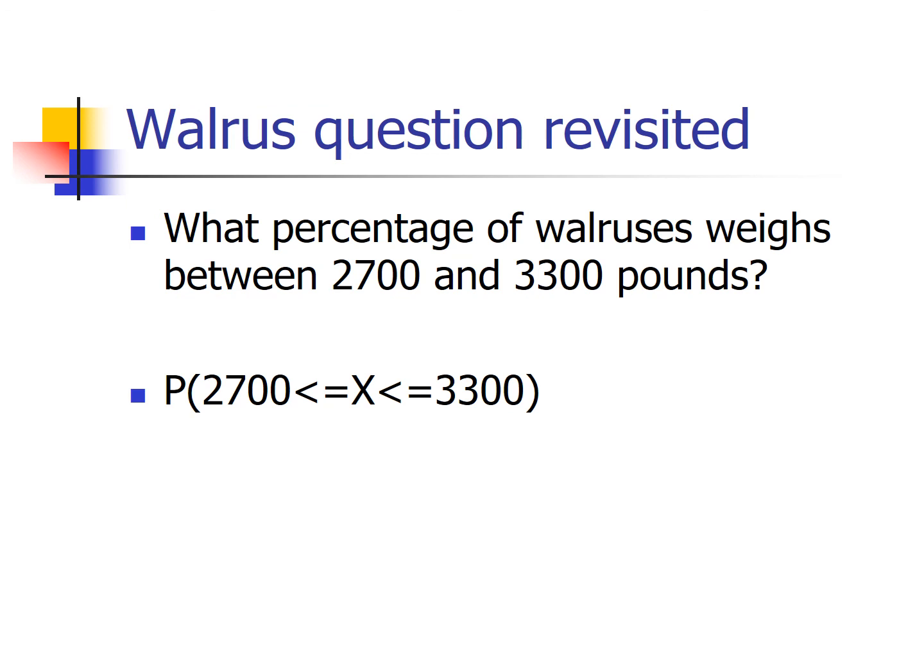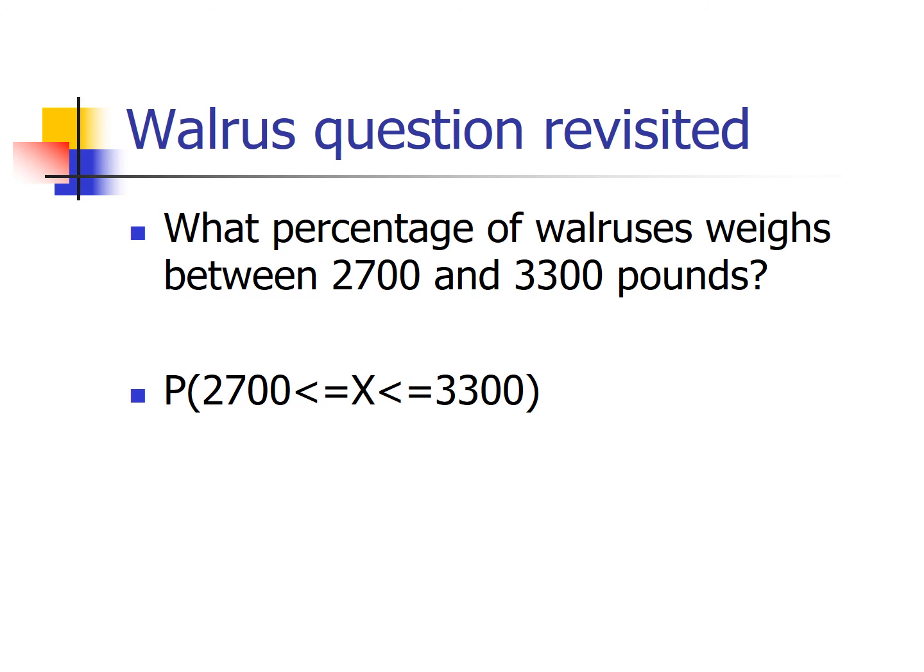So, if you want to know what percentage of walruses weigh between 2,700 and 3,300, mathematically, symbolically, I would write this like that. The probability, x is just the weight of a walrus, the probability that x is between 2,700 and 3,300. We know this follows a normal distribution.